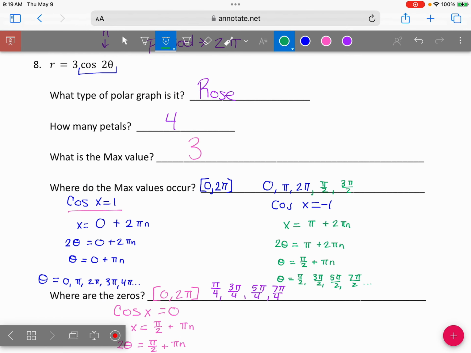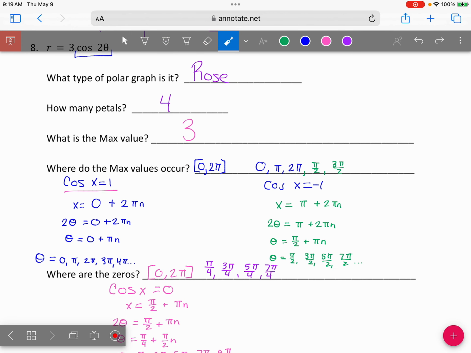Because if we look at our original equation, when my cosine of 2 theta equals 1, so these guys were where my cosine equals 1, it's 3 times my value of 1. So that's why it's going to be 3. But then when my cosine is -1, so when this chunk is -1, for these guys, it's going to be -3.